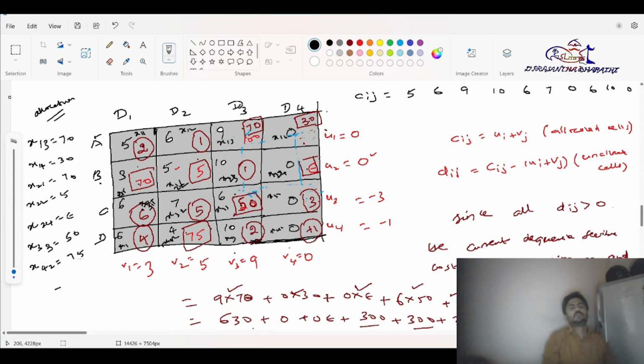You can also write it as AD3, AD4, BD1, like that also you can write. No issues in it. So this is the procedure of solving the problem.